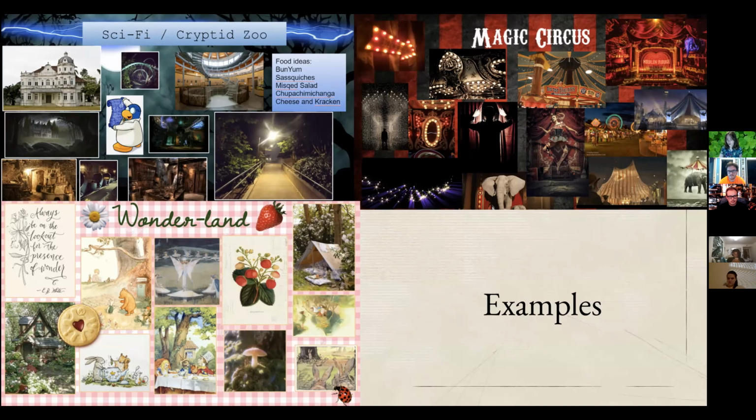You have a dark circus, you have a sci-fi cryptid zoo, and then you have a more cottagecore wonderland aesthetic one. They don't show you what the ride is. They don't necessarily show you what you're going to be doing, but they show you how you're going to be experiencing it, what elements you're going to see that set the tone for the attraction. And that's what's really important. And you can do everything from just having a collage of images to making it appear to be more 3D, like this one down here.